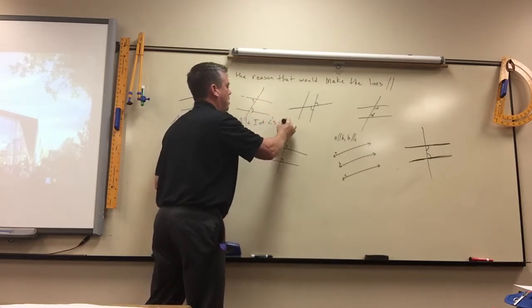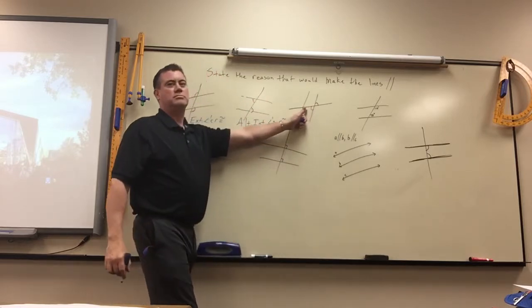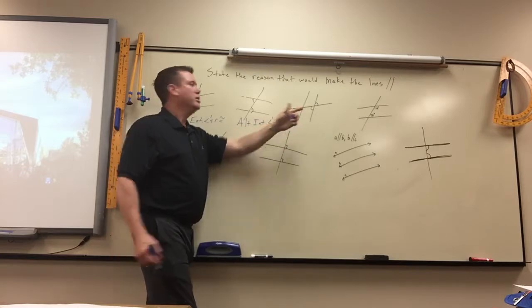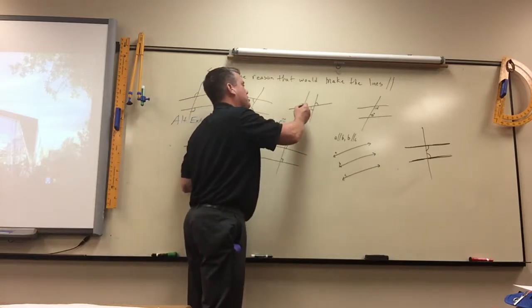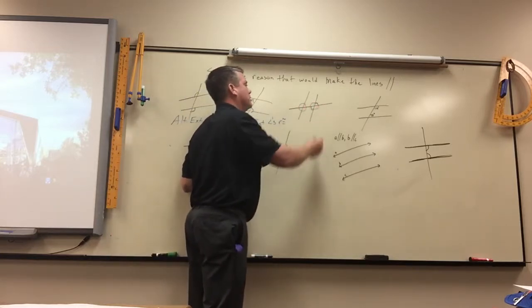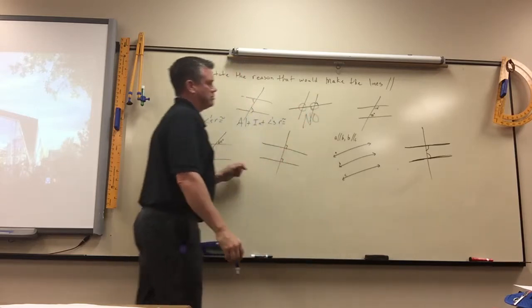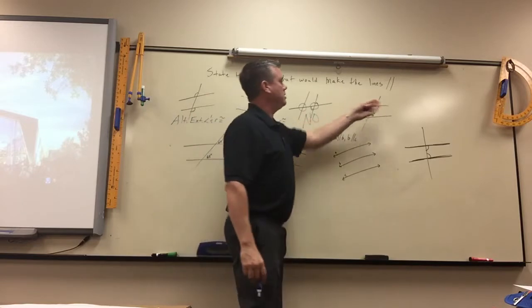This one, no. Vertical angles are congruent. Is that a reason that would show lines are parallel? Remember, you need to know something on each part, which we don't know anything there. So this one we can't prove.